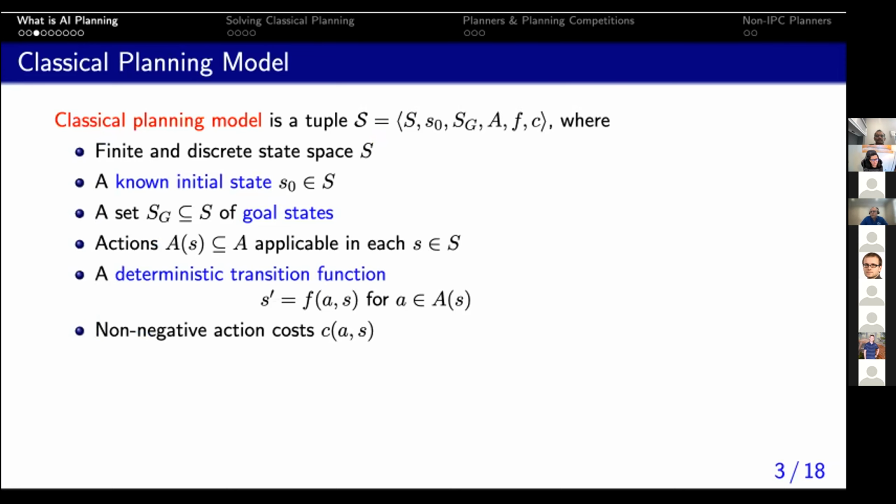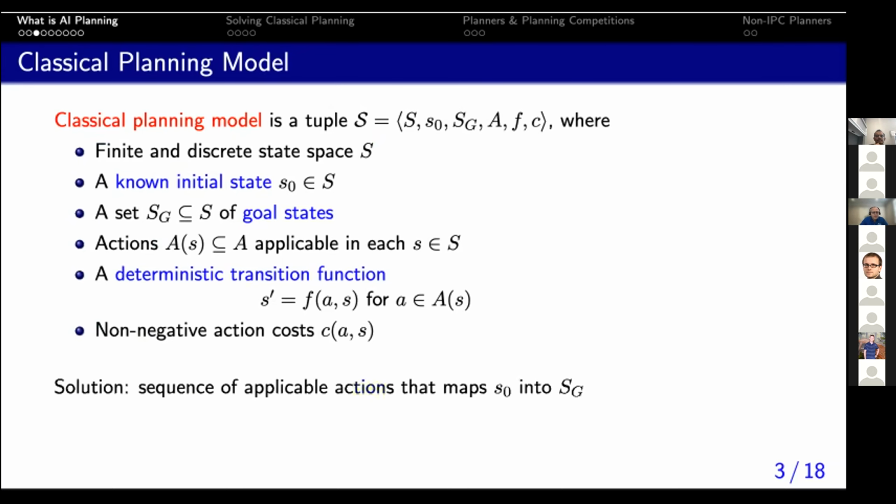So the classical planning model is a tuple of the following 6 elements. First, a finite set of states S. One of these states is called the initial state. Some non-empty subset of these states are called goal states. Next, we have a finite set of actions with a subset of applicable actions identified for each state. A deterministic transition function maps a state and an applicable action into a resultant state. Finally, each transition has an associated non-negative action cost. So far, so good? Okay, let's move on. So solutions to the classical planning models are sequences of applicable actions that start at the initial state and end at some goal state.